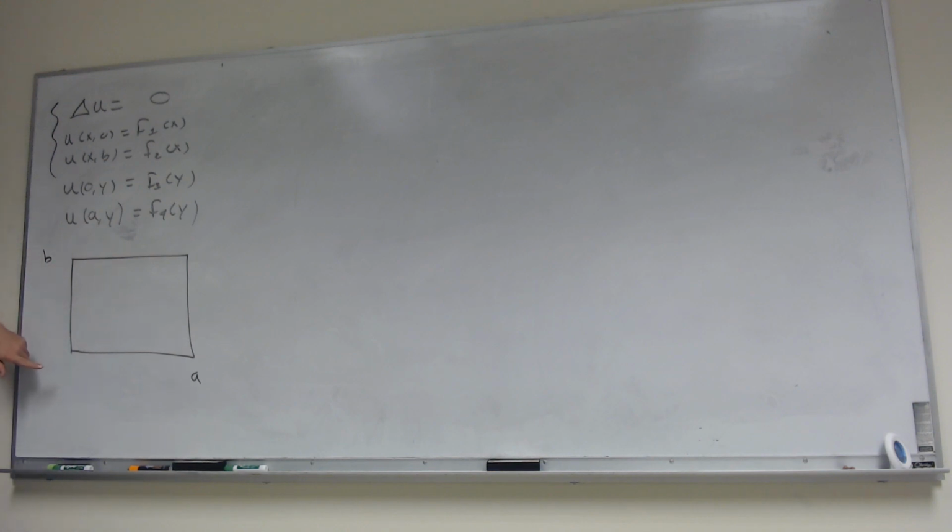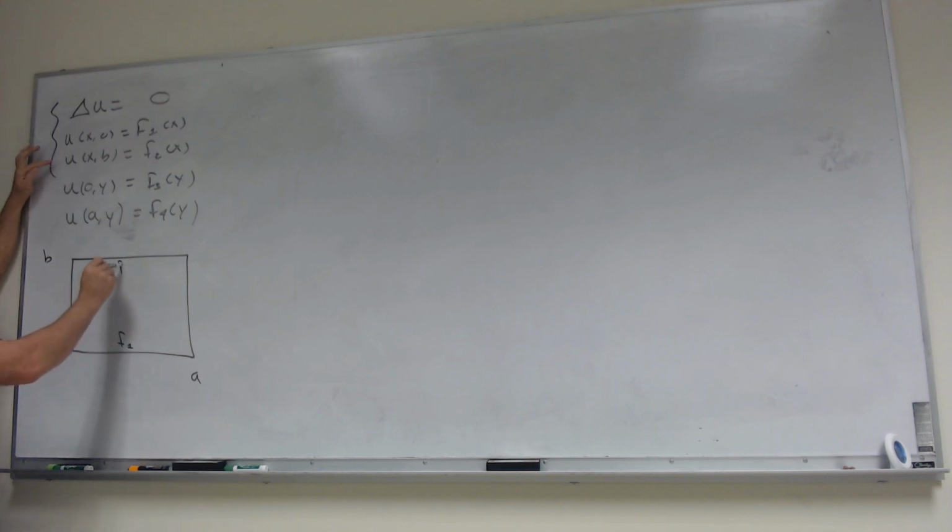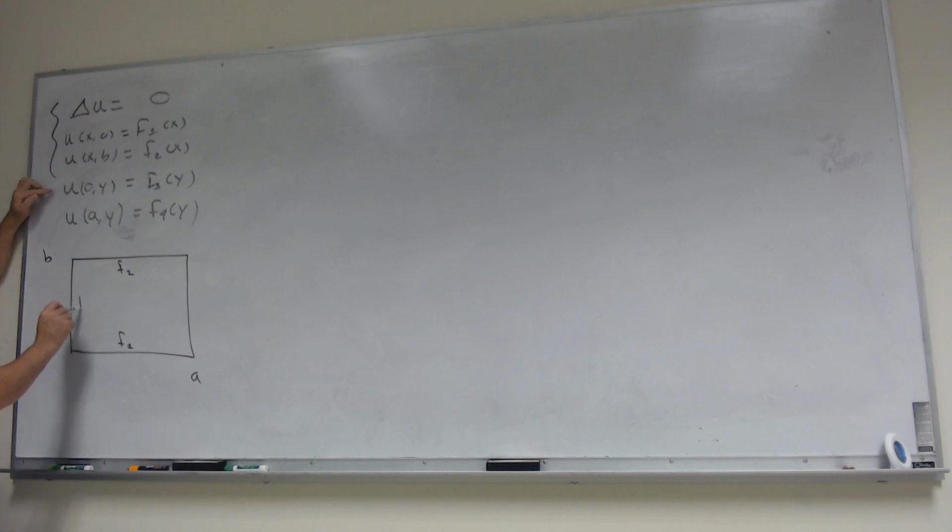Now, for y, so this part right here, this is for y equal to 0, we're saying that the function is equal to f1 here. For this one, we're saying y is equal to b, and the function is equal to f2 here. For x equal to 0, the function is f3 here, and the function is f4 here, and in the interior of the domain, its Laplacian is equal to 0.